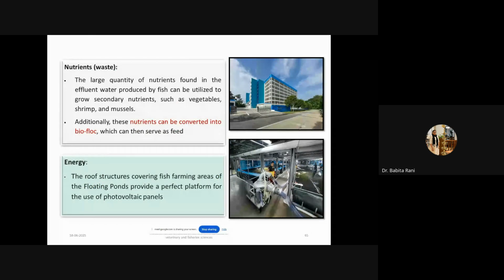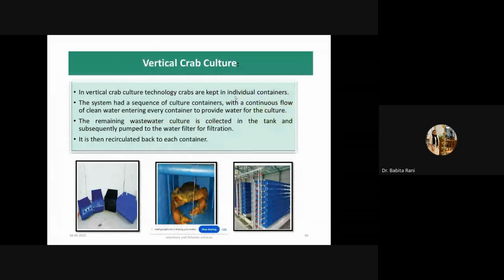You can go for any type, a 3-tier or 5-tier system, where the nutrients will be converted. There you have to integrate a biofloc also, because the waste will be converted into something useful. You can use it. This is an example of vertical crab culture that people are doing, and many farmers in India are also doing vertical crab culture. It's also a sustainable method where we have boxes, and water is recirculated in the boxes. The crabs are then made ready for market. So that's all from my side. A sustainable way. Thank you very much.